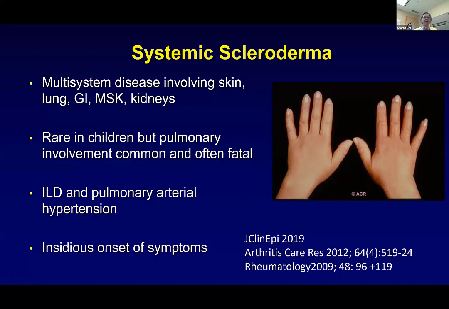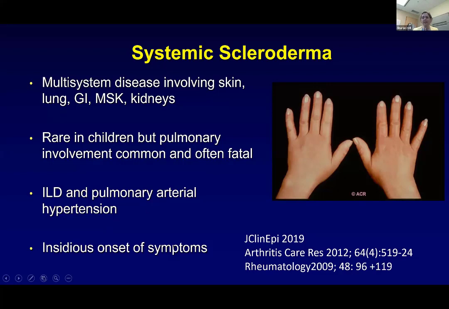So a little bit about scleroderma. This is a multi-system disease involving the skin, the lung. It can involve all of the different organs. It's very rare in children, but children who develop systemic scleroderma often have pulmonary involvement, and it may be fatal. So it's important for you to know about this. Pulmonary involvement is almost exclusively interstitial lung disease and pulmonary arterial hypertension. They often have GERD and aspiration, so you have to think about whether that's causing lung disease as well.